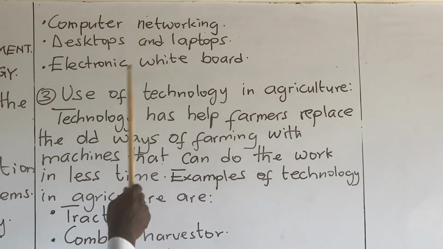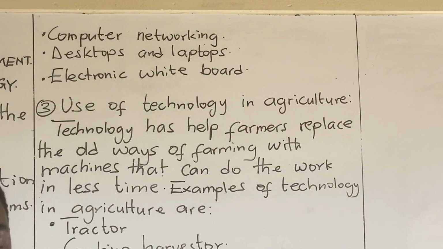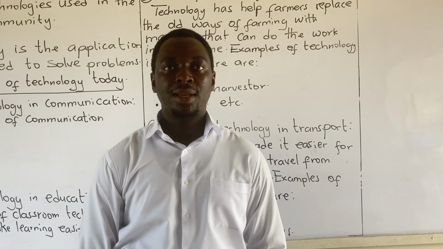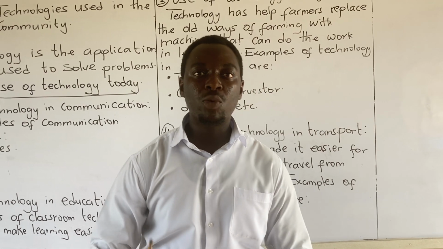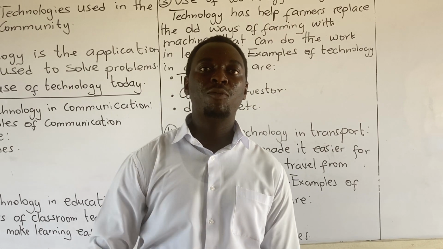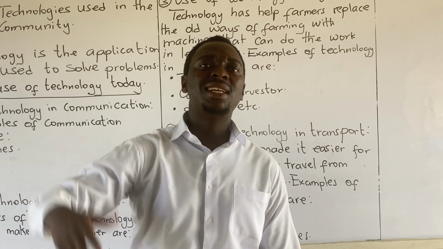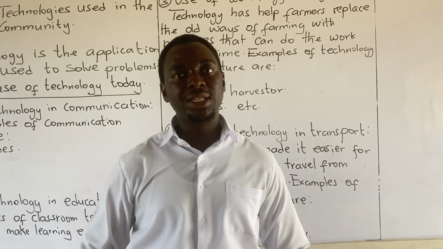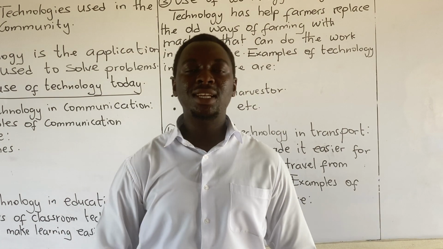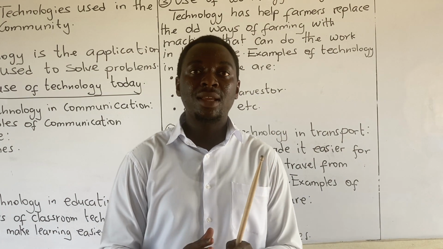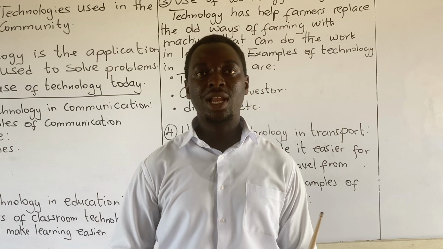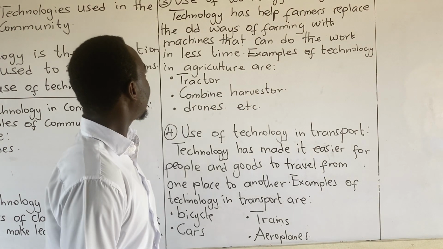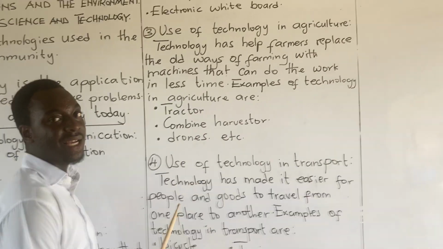Three, we have the electronic whiteboard. Teaching is made easier nowadays with the use of the electronic whiteboard. These types of boards help us to access the internet easily, to get first-hand information to teach. Rubbing is very easy. So when it comes to learning, the electronic whiteboard helps us to learn and teach easily.